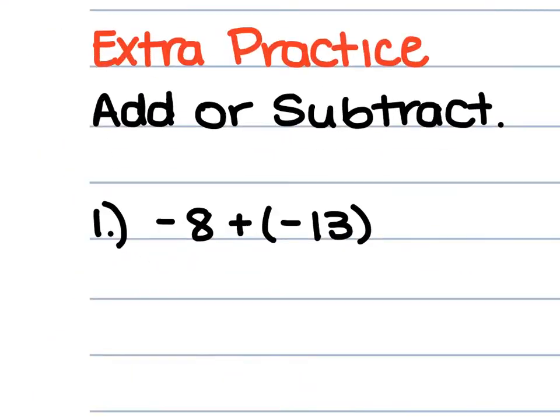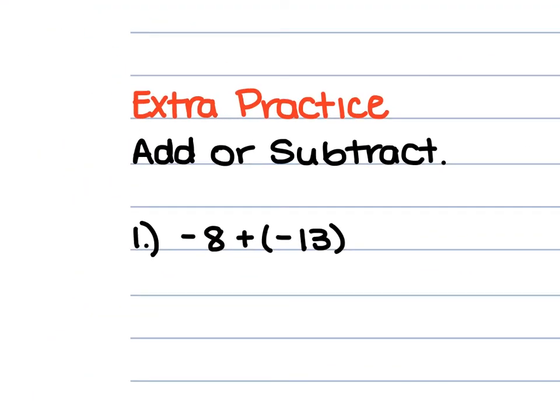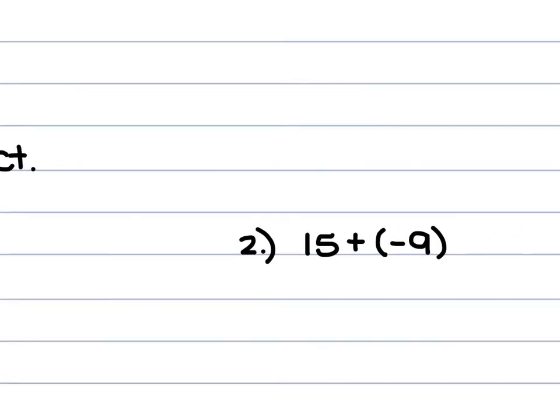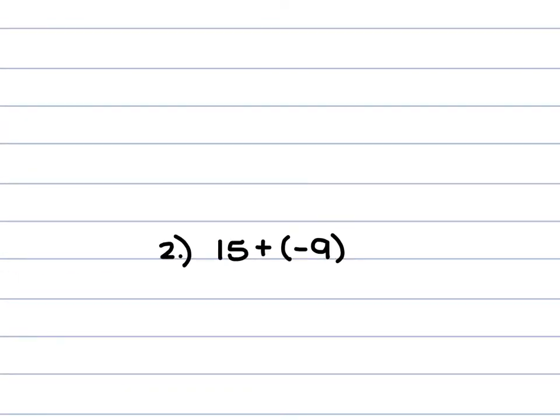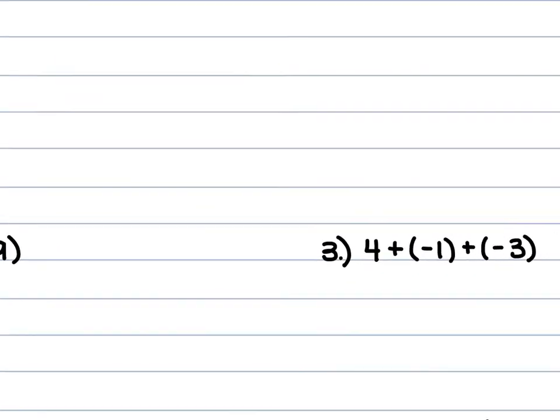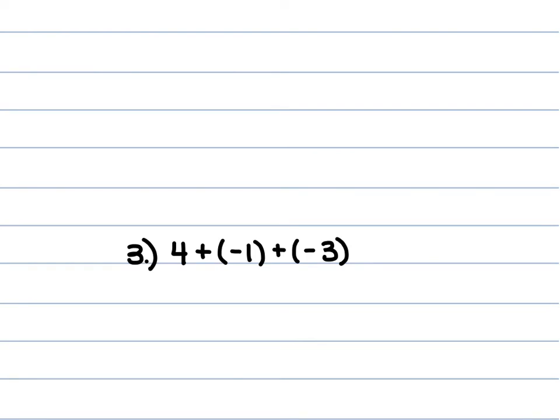If we look at some extra examples for 1, they give us negative 8 plus negative 13. Same signs, keep the sign, add the two numbers. 8 plus 13, the 3 and the 8 give us 11, carry the 1, so it's negative 21. For B, we have 15 plus negative 9, which is the same thing as 15 minus 9, which gives us a positive 6. For 3, we have 4 plus negative 1, or 4 minus 1, which is 3 plus negative 3, which is the opposite of each other, so that's 0.